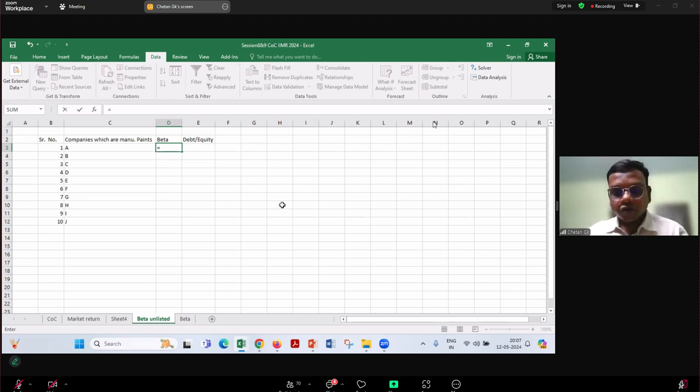Okay. So I'm just assuming some betas for this. So the beta of these 10 companies is this. Okay. So the debt to equity ratio of these companies I'm taking up now. Debt to equity ratio is 0.3.